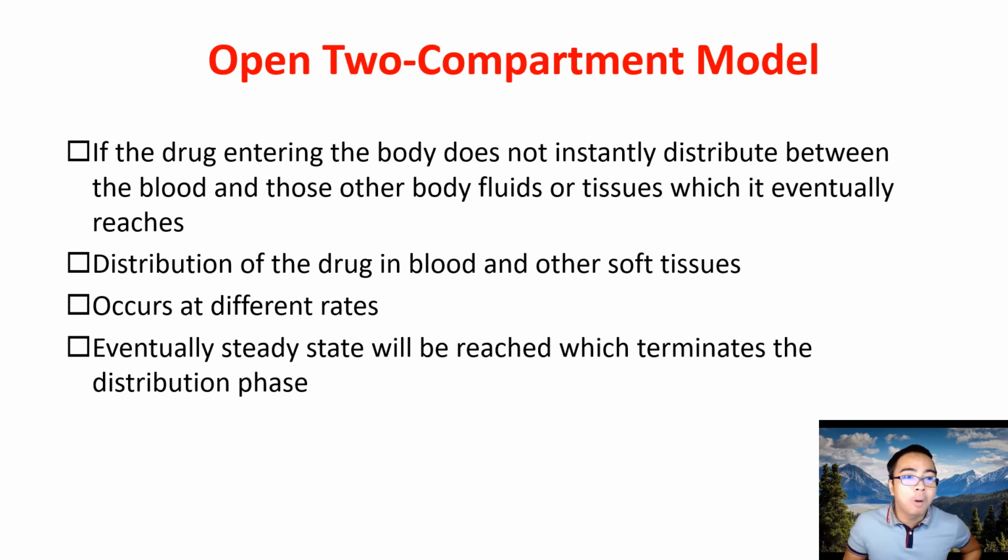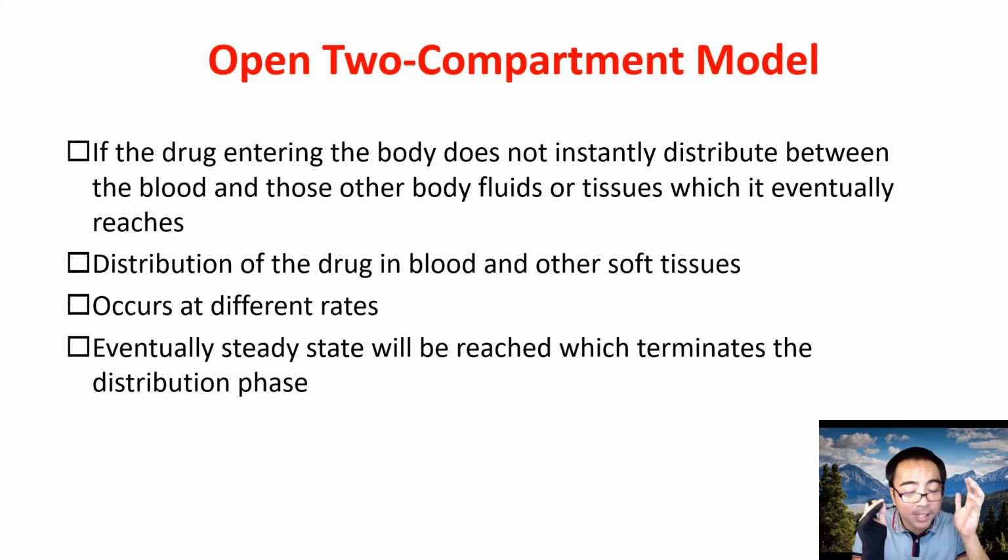So in the open two compartment model, class, the drug entering the body does not instantly distribute to the blood and those other body fluids or tissues which it eventually reaches. So distribution of the drug in blood and other soft tissues occurs at different rates. And then eventually, steady state will be reached, which terminates the distribution phase.